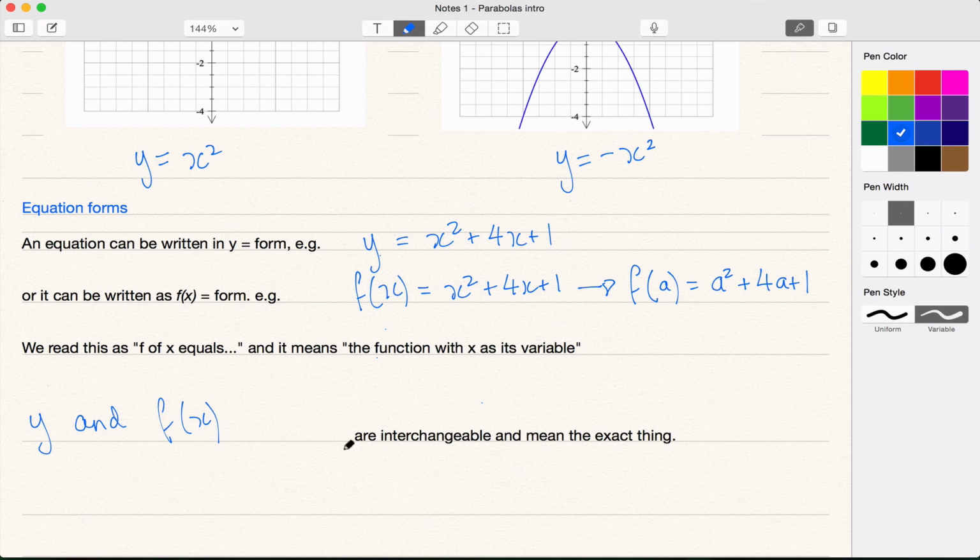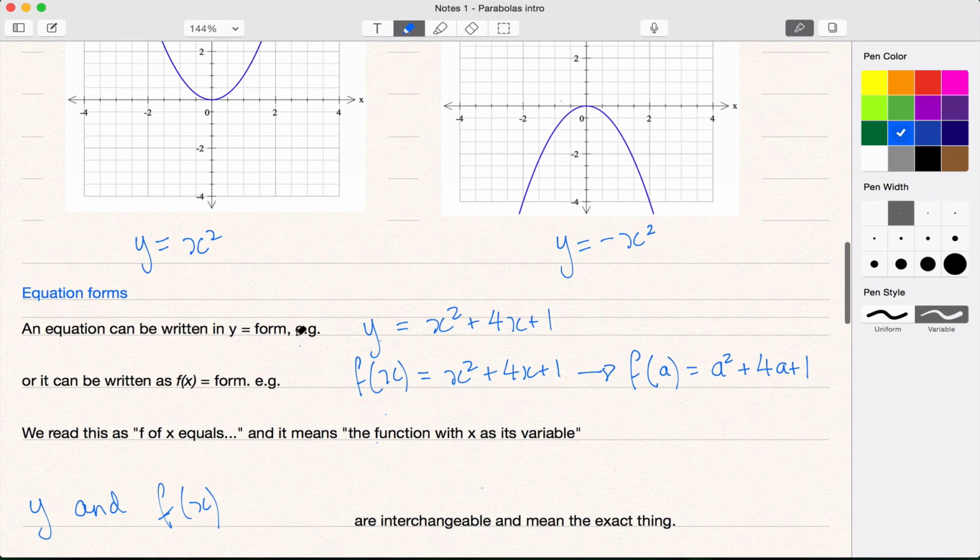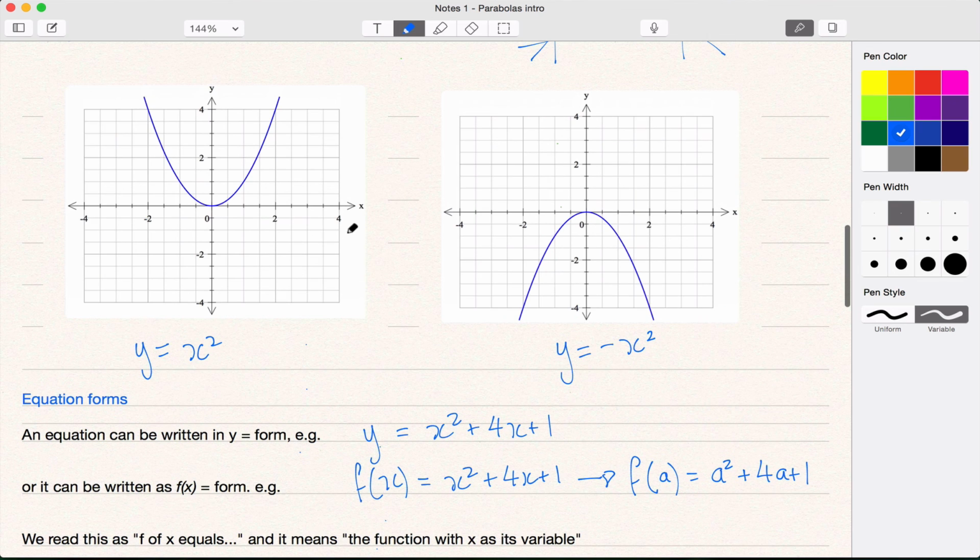Y and f of x are completely interchangeable. They mean the exact same thing. So you can use either one, and you'll start to see some of your notes are written out using f of x form, and some of them are using y equals form. The only thing you need to be aware of is when you're labeling your graph, you label this axis as x, but if your graph is an f of x graph, you need to put f of x for this axis instead of y.